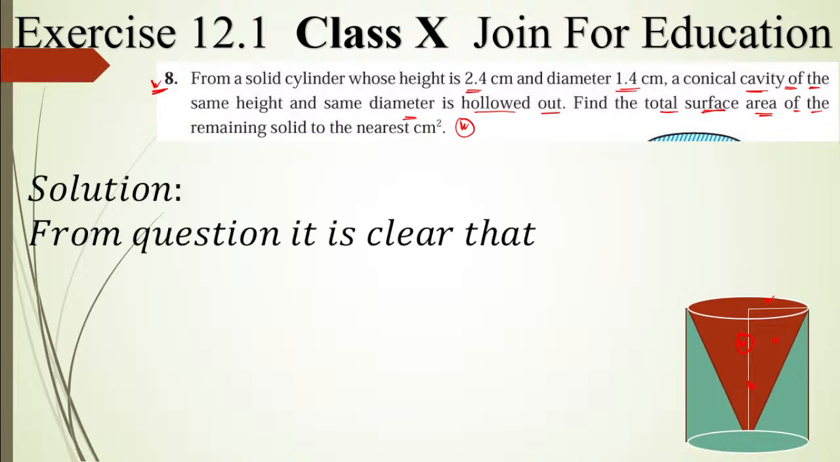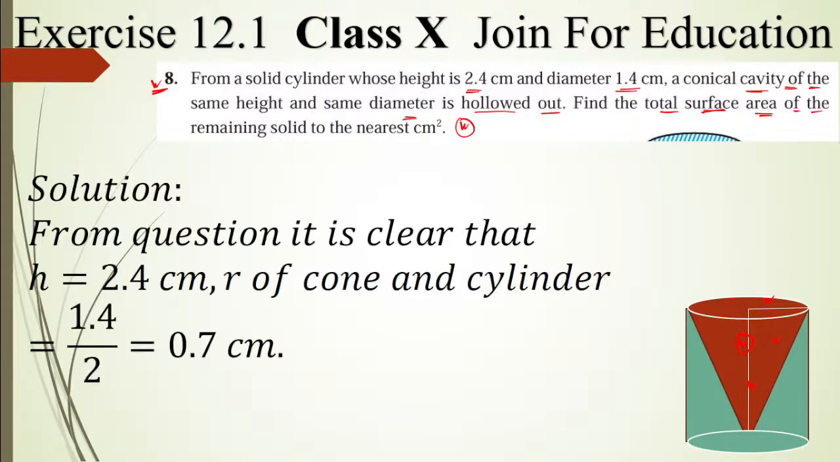So from the question it is clear that the height will be 2.4 centimeter, and r of the cone and cylinder, we know that radius is half of the diameter. According to the question, diameter is given here 1.4, so 1.4 by 2 equals the radius of the cone or cylinder, which will be 0.7 centimeter.